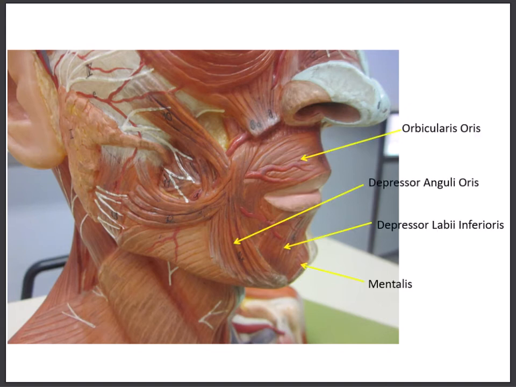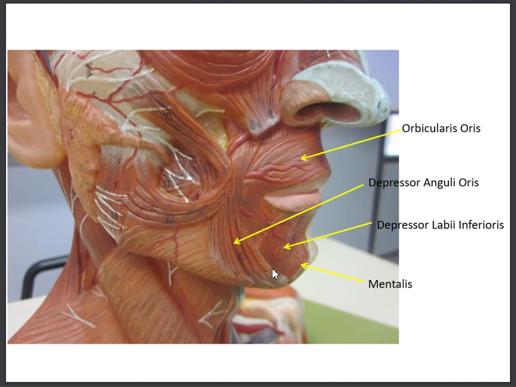So let's take a look at them. The Orbicularis Oris. As the name implies, it goes around the mouth in a circle. This muscle, when it contracts, actually helps to protrude the lip, close the lips, even when we speak, that type of thing. All right, so it's going to move the lips.